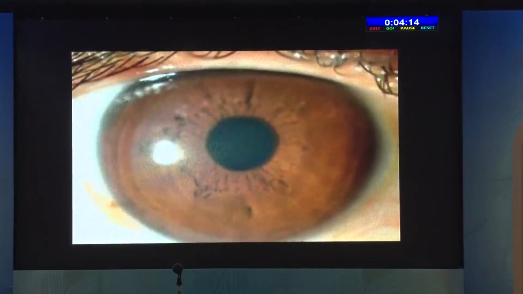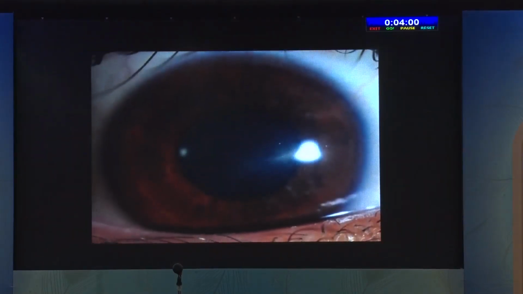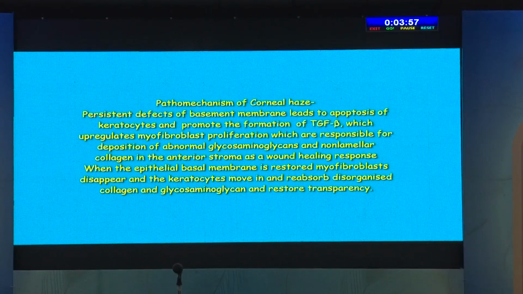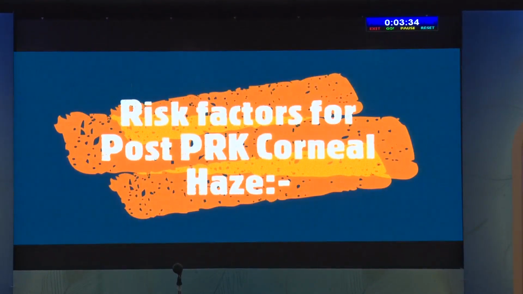What is most important in PRK technique is the haze, corneal haze, and that causes not only poor visual outcome but also regression and patients' night vision issues. The mechanism is because of the formation of myofibroblasts, which are induced by transforming growth factor beta, which are induced again because of delayed epithelial wound healing. So these are the main pathomechanisms by which these myofibroblasts produce abnormal collagen fibers.